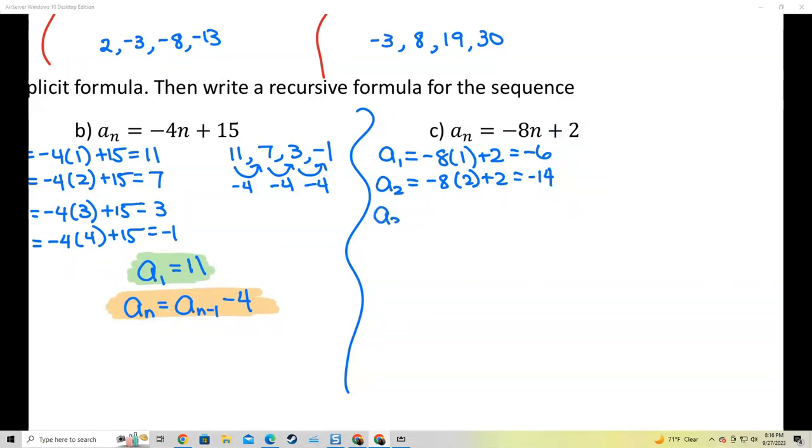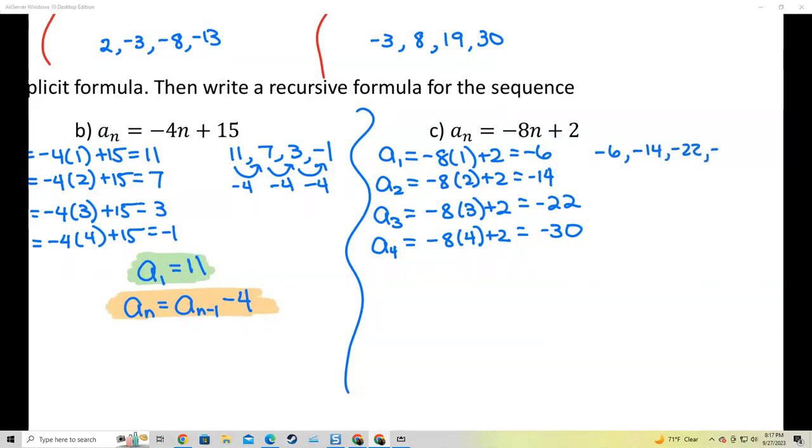To get my third term, I'm just going to substitute the 3. Negative 8 times 3 plus 2. That gives me a negative 24 plus 2 gives me a negative 22. And then for the last one, a sub 4 gives me a negative 8 times parentheses 4 plus 2, which gives me a negative 32 plus 2. That gives me a negative 30. Okay, so I have my sequence down. It looks like my sequence is negative 6, negative 14, negative 22, negative 30.